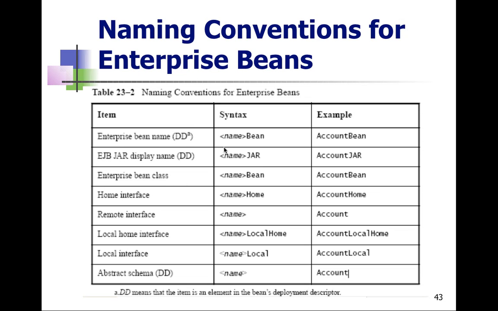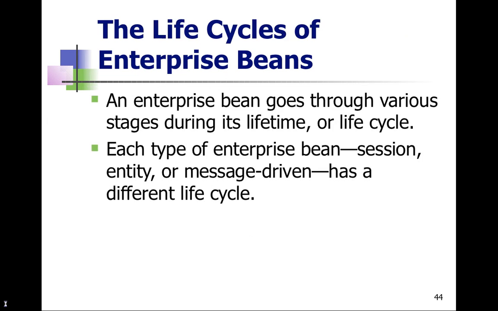So an item here might be an enterprise bean name. It's going to be bean, and that's going to be the name, and it's going to be account bean, so account jar. These are just some common naming conventions that people use. They use the words home, remote, and they use the word bean in their jar.